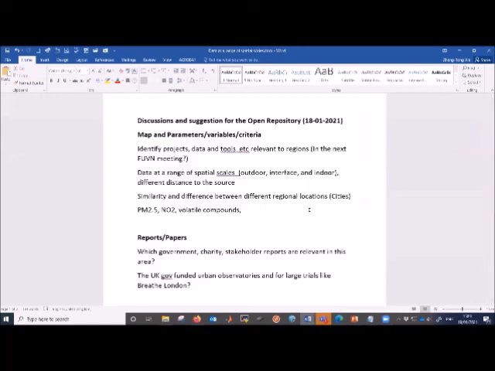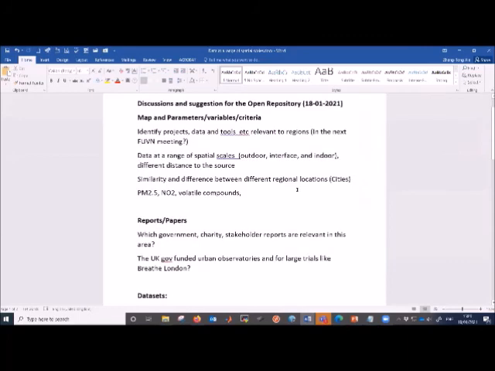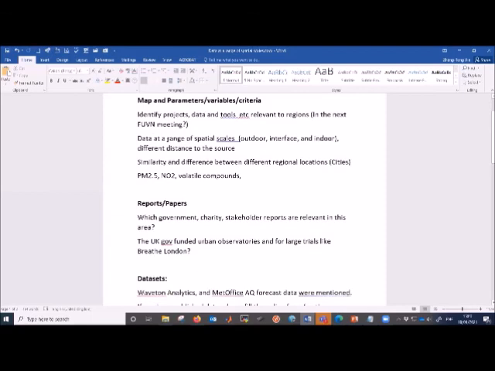So we don't have a big number of comments or suggestions, but these are very useful. So we raised 4 questions. The first one is the map and parameters, variables, criteria that can be set up in the data portal. I think this is also linked to theme 1, theme 2, and maybe theme 3. So one suggestion is to identify projects, data and tools relevant to the regions. I think maybe we can keep discussing this point.